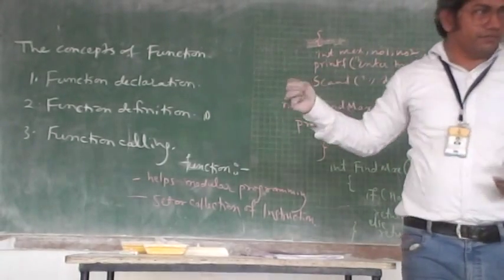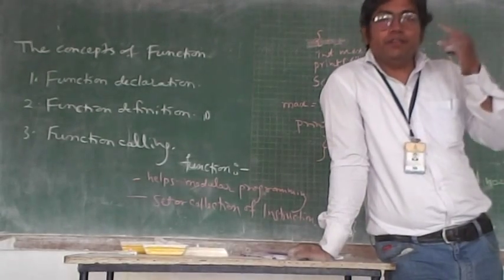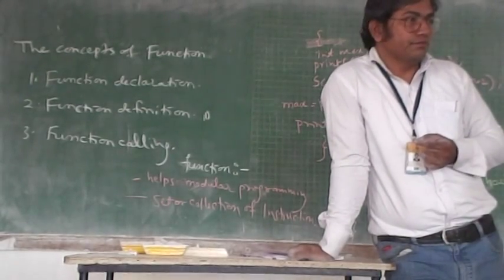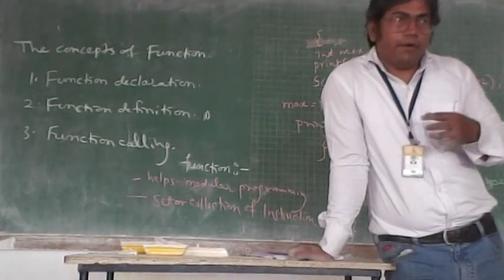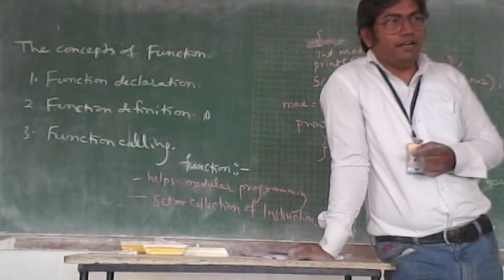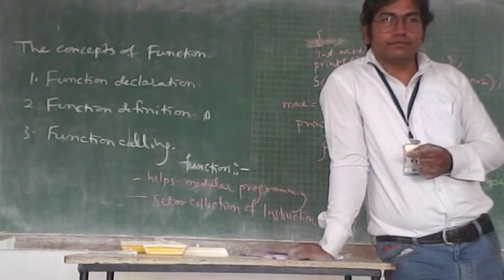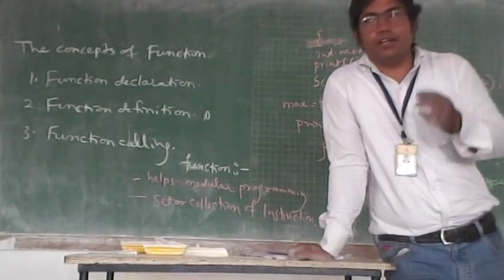This example we take. I don't know how to find the maximum number. I am having two numbers with me. So I wanted to take the help of my friend. My friend knows how to identify the bigger number. If I take the help of my friend, what do I need to do?